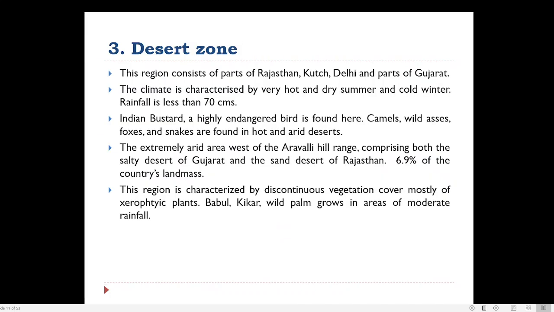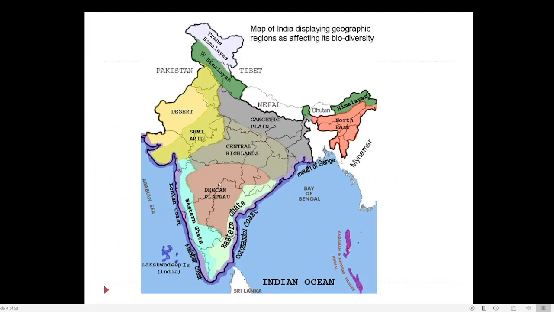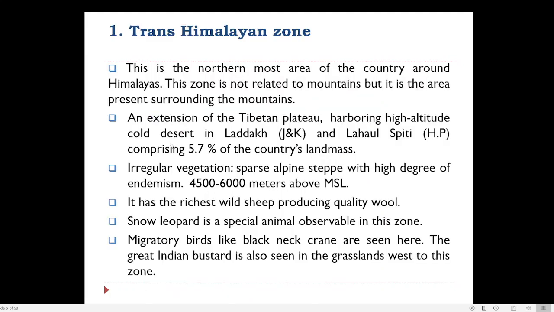Now the third region is known as the desert zone. You can see the position of the desert zone here. This is the desert zone. A major portion is present in the Rajasthan state, and a smaller area is also present in the Gujarat area. So the desert portions in India are located in Rajasthan as well as in Gujarat state.